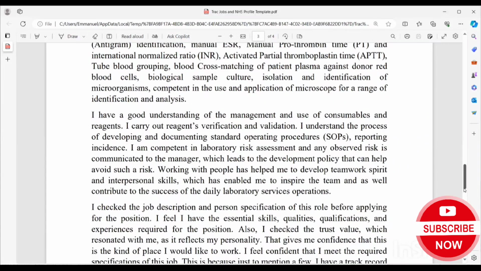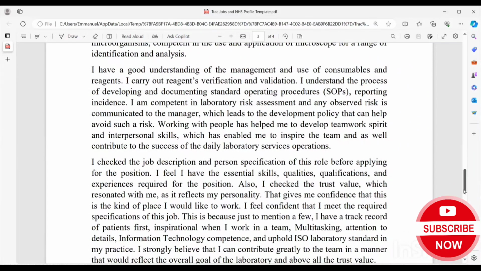Now, I have a good understanding of management, and you are not talking about SOP, how SOPs are formulated or generated, so you now mention all of that. I have a good understanding of the management and the use of consumables and reagents, because they also want to know that you know how to manage the stock. I carry out reagent verification and validation. I understand the process of developing and documenting standard operating procedures, reporting incidents. So you can say all of this. These are the questions they ask you guys when you go for an interview.